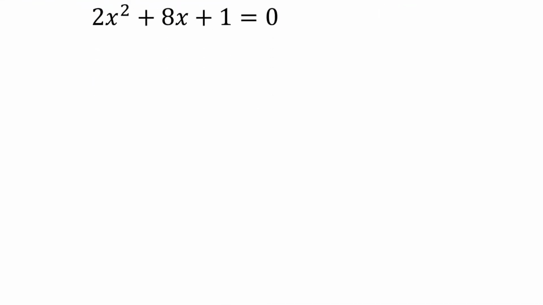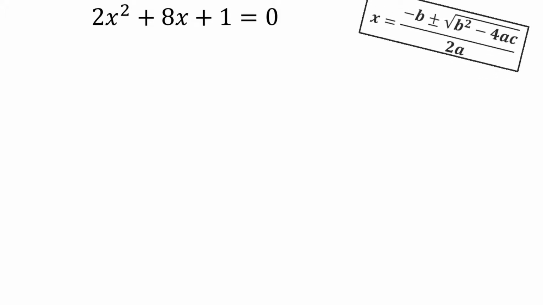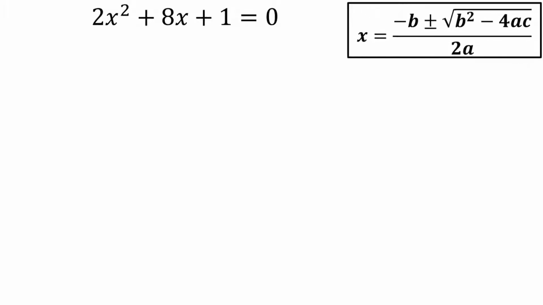Here's an example. We have 2x squared plus 8x plus 1. Oh, here comes the quadratic formula again. Always late. Goodness. Anyways, generally you would try to factor this, which would involve trying to find two numbers that add to 8 and multiply to 2. But I'm telling you now, this does not factor, so we are stuck with the quadratic formula.